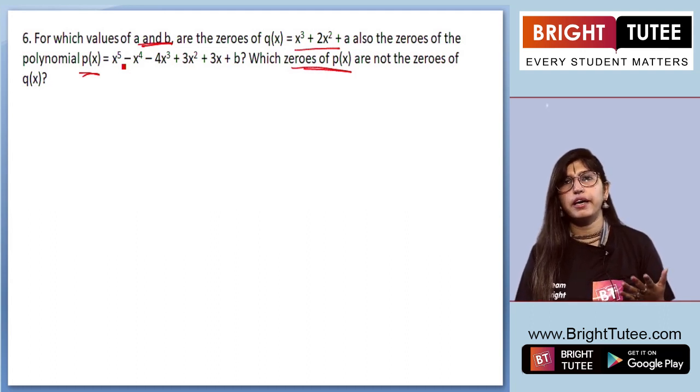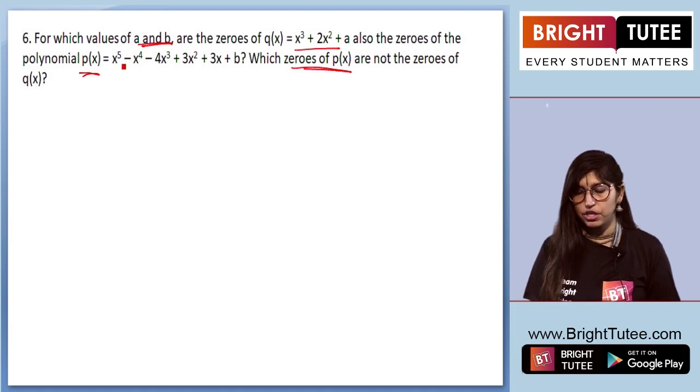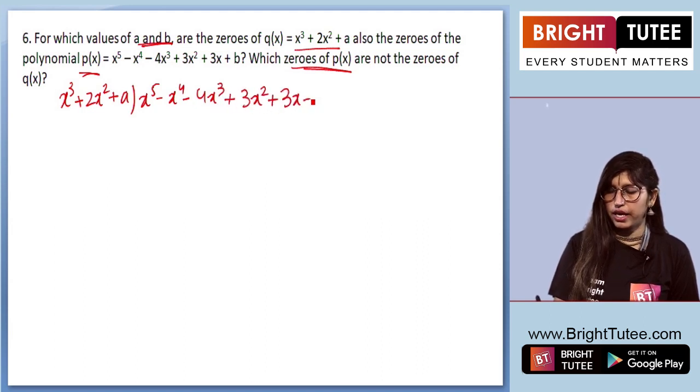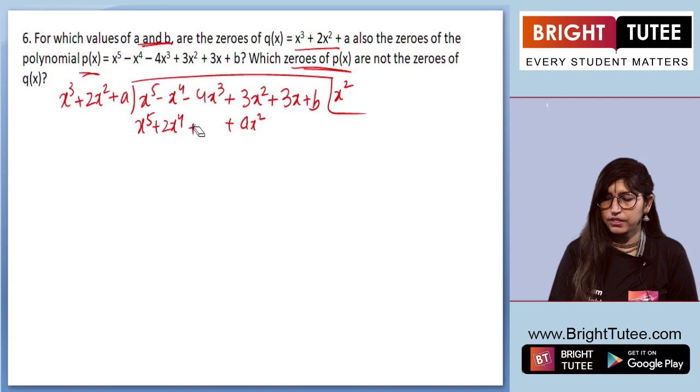We know that by Euclid's division algorithm and factor theorem, we'll be dividing these two first. So let's start doing that. Divide x^5 minus x^4 minus 4x^3 plus 3x^2 plus 3x plus b by x^3 plus 2x^2 plus a. Now we'll be starting off with x^2 and we'll be getting x^5, then plus 2x^2 into x^2 is plus 2x^4, and plus ax^2.